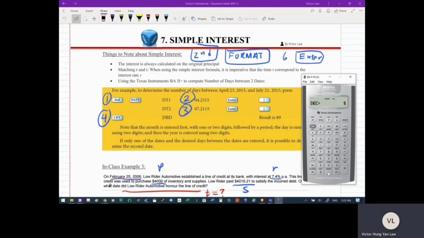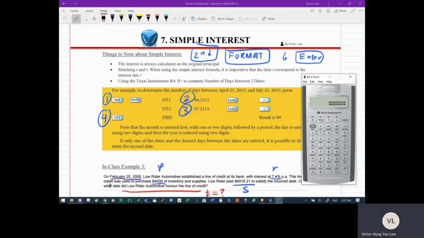You click on format, and then we're going to change it to 6 decimal places. So you put 6, and then you press enter, and now we set it to 6 decimal places. And then you clear. So again, second function, format, and then you press 6, enter, and then you clear. Once you've done that, you have set your financial calculator to 6 decimal places.